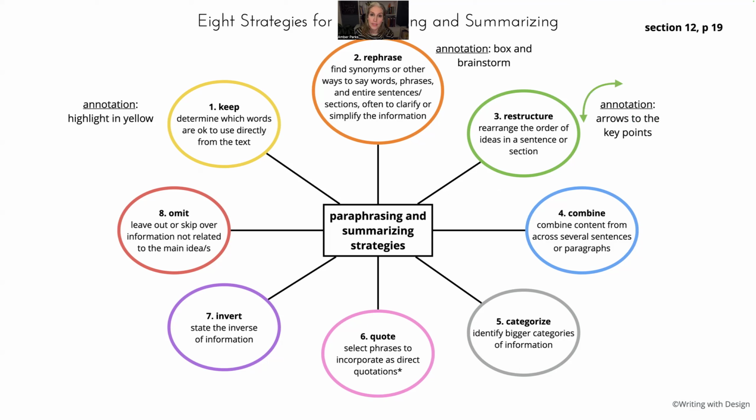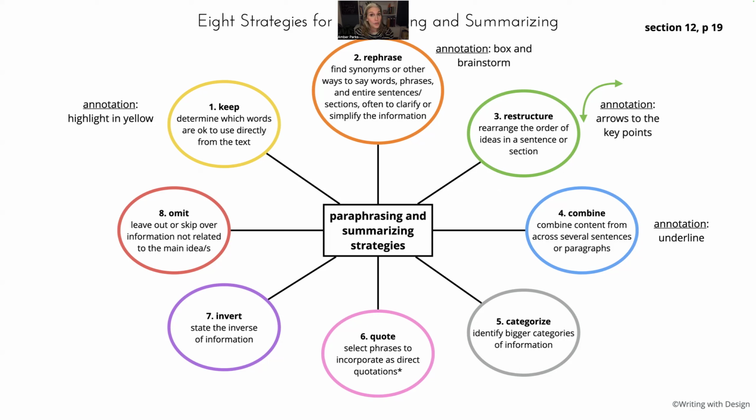Rephrase is the second strategy, and that's to find synonyms or other ways to say words and phrases and even entire sentences. For this one, we put a box and we make a brainstorm. We put some lines with bubbles and words or examples of synonyms or other ways to say that information in those bubbles. Restructure, we draw a curved line with arrows to showcase which words we are connecting to say, hey, we're going to rearrange the organization of this sentence. We might take this part here and put it at the beginning, or maybe from this section and add it before what was originally at the beginning of the source text.